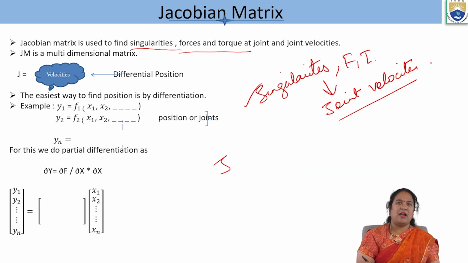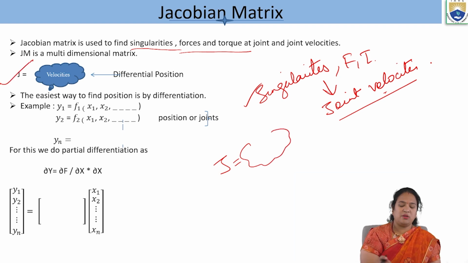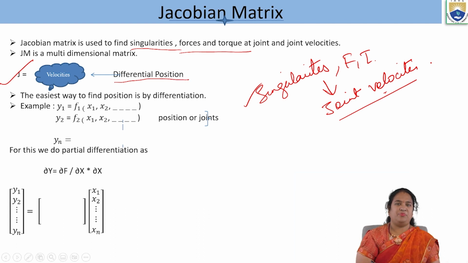So, the Jacobian matrix is equal to the velocities of the end effector, right? As we have seen here, the Jacobian matrix is equal to the velocities of the end effector, where this particular velocity will be determined with the help of the differential position. What do you mean by differential position? Differential position means nothing but differentiation.